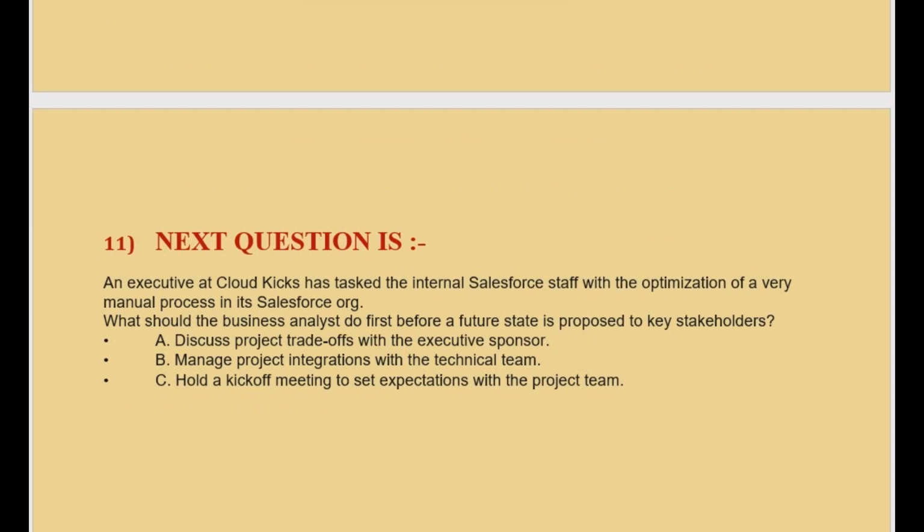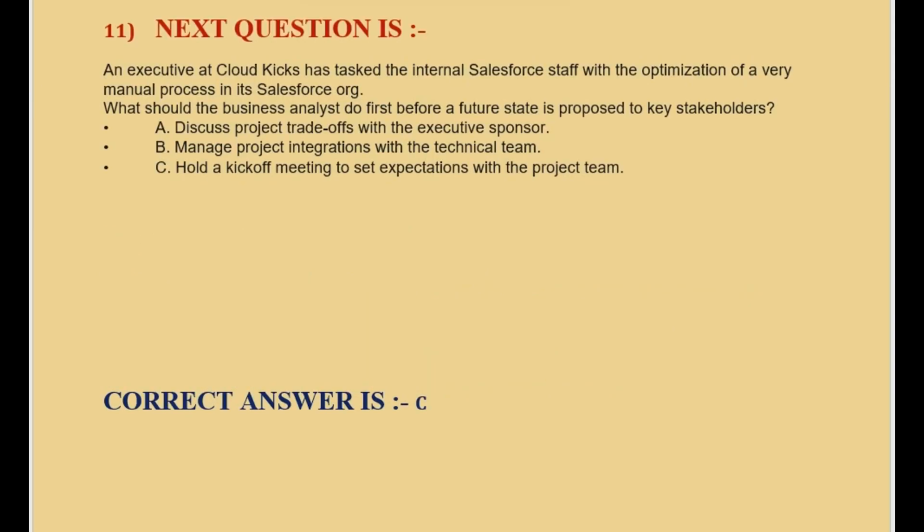Question is, an executive at CloudKicks has tasked the internal Salesforce staff with the optimization of a very manual process in its Salesforce org. What should the business analyst do first before a future state is proposed to key stakeholders? Option A. Discuss project trade-offs with the executive sponsor. Option B. Manage project integrations with the technical team. Option C. Hold a kick-off meeting to set expectations with the project team. Correct answer is option C.